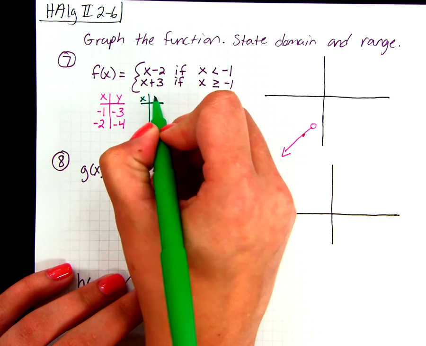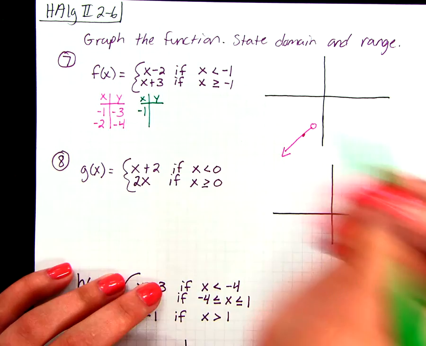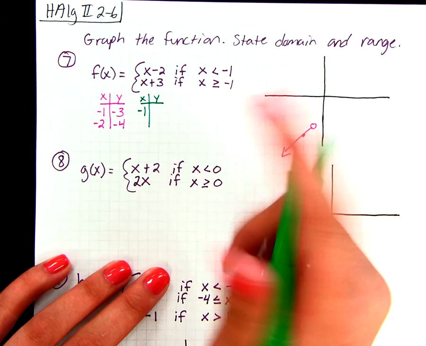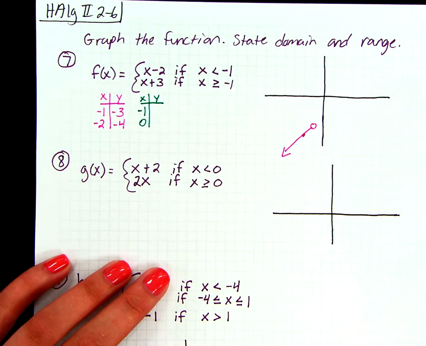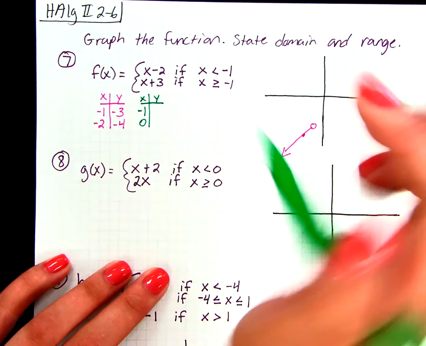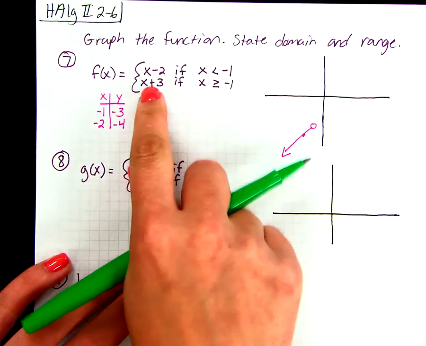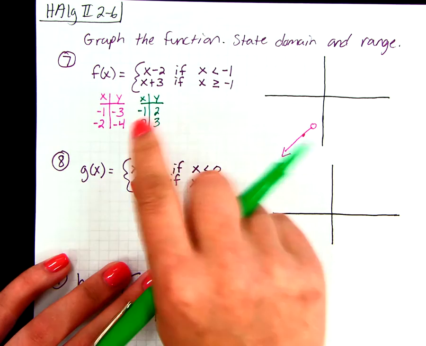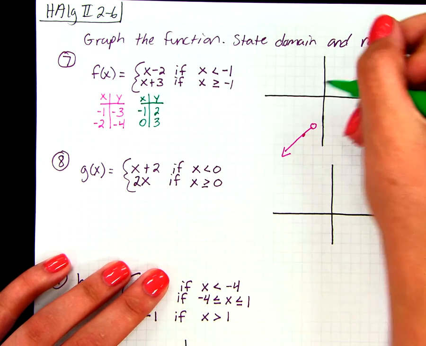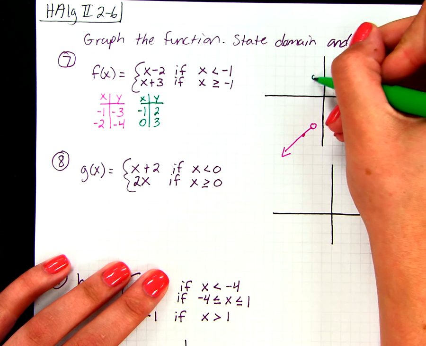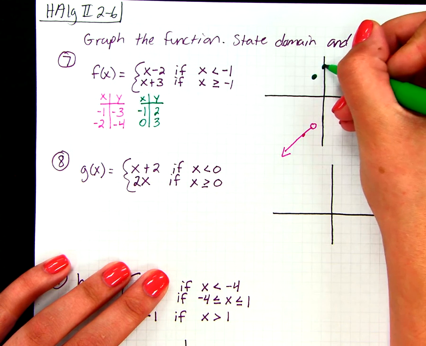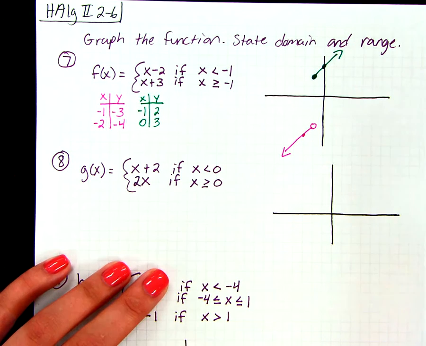Okay, so x, y, again we start with whatever endpoint they give us, so -1. And then this time we need to choose x's that are bigger than -1. So 0. And now we just find our y values. So -1 plus 3 is 2. 0 plus 3 is 3. And we want our endpoint to be a closed circle. So -1, 1, 2, closed circle. And then 0, 1, 2, 3. Line connecting that.